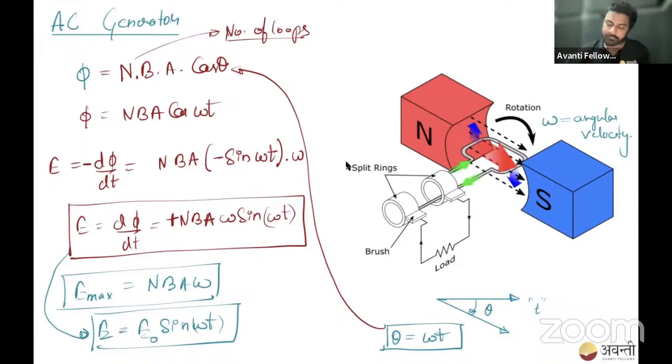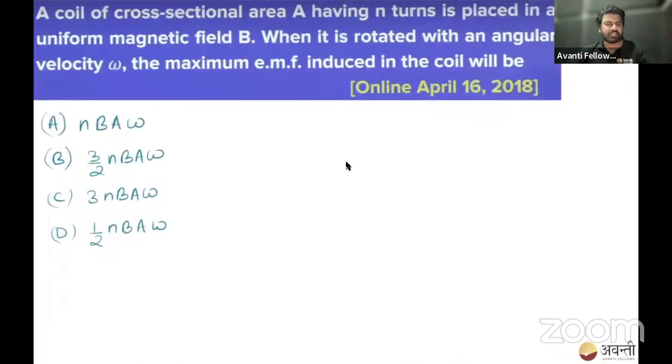Let's do a small question after the AC generator, and then we'll wrap up the class. Tomorrow I will be increasing the speed, so please read and come nicely. There is a small question which came in JEE Mains. Such a poor question came in JEE Mains. Can you tell the answer quickly?